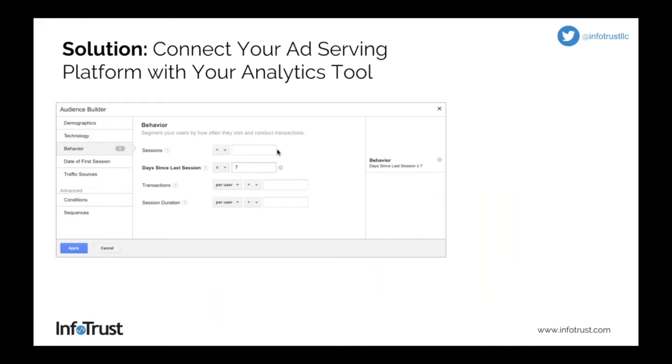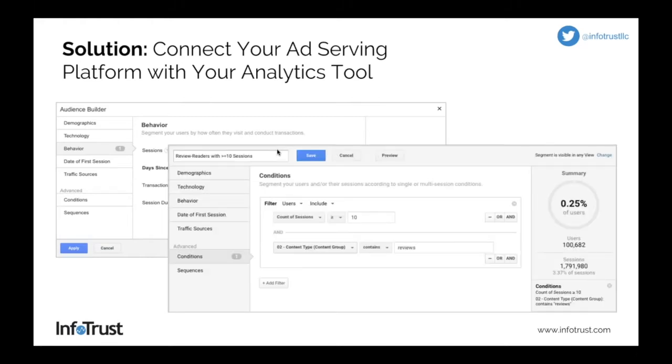What you can do is build audiences within Google Analytics based off of your Google Analytics data. In this case, we're creating an audience for days since last session is less than or equal to 7, so someone that's been on the site in the last 7 days. If we want to target these people directly, we create this audience, we can share it with our connected Google Ad Manager account, and then send this audience over to Ad Manager to actually target towards. So this is a very simple version of that.